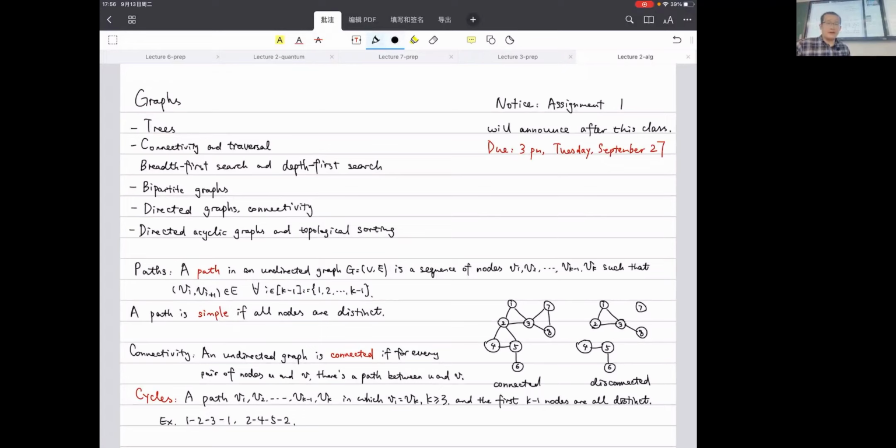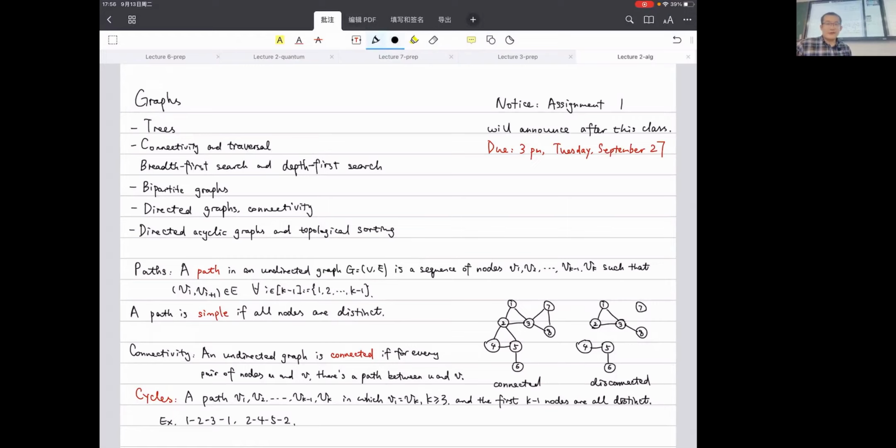BFS can directly solve the shortest path problem. BFS, as discussed later, can in general have a lot of applications. DFS is also of general interest, but from the algorithm perspective, you can see that BFS is clean and has wide applications.